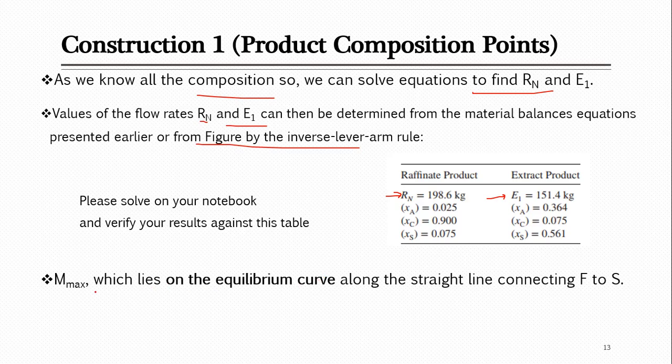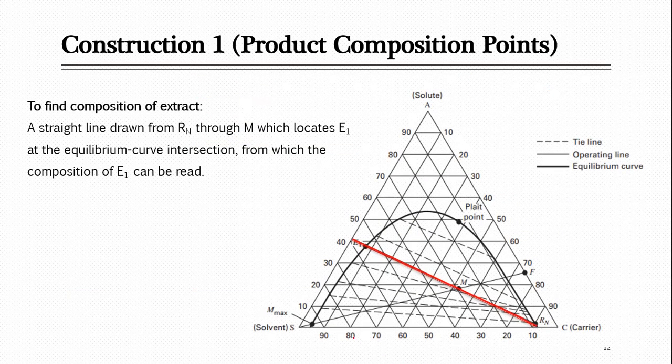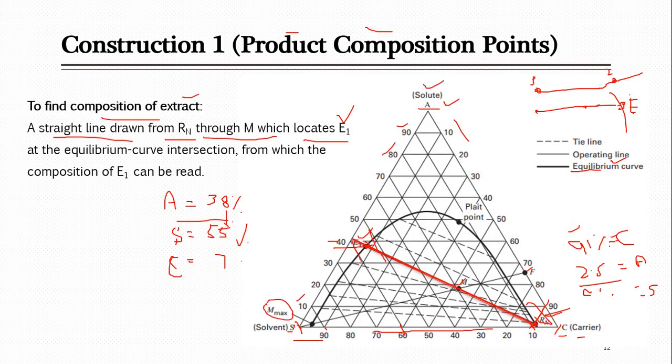There is one point that is called Mx, which lies on the equilibrium curve along the straight line connecting F and S. Just look at this main diagram and you can see it. Yes, it is given here, Mx. Mx is located on the equilibrium line, at the point where the equilibrium line is cut by the F-S line, the line connecting feed with the solvent. So what does this Mx mean? It is located on the equilibrium curve, and it shows the maximum amount of solvent that can be used in the system while still maintaining two phases.